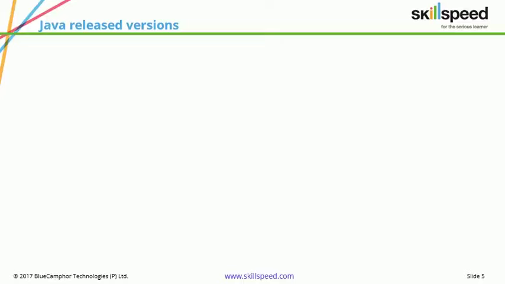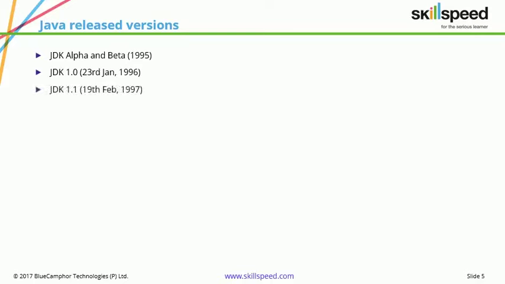Alright, now let's look at Java's released versions till now. We have almost 10 released versions till date for Java. The first version of Java was released in 1995 and it was named JDK Alpha and Beta. JDK stands for the Java Development Kit. The second version was JDK 1.0, which was released on 23rd January 1996. We had the next version, JDK 1.1, which was released on 19th February 1997.